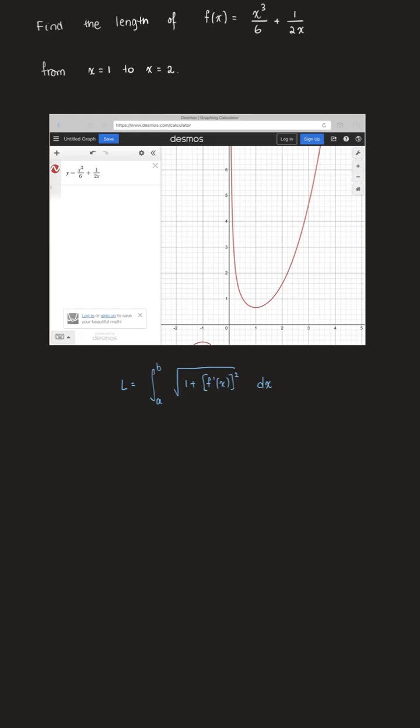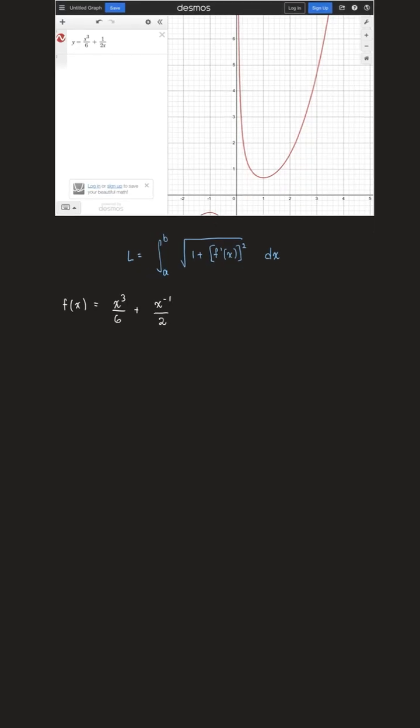I'm going to rewrite our function below so that we can take its derivative. So f of x is x cubed over 6, and I'm going to rewrite 1 over 2x as x to the negative 1 over 2, just bringing the x up so I can take the derivative more easily. When we take the derivative of this function, f prime of x, we can use the power rule here. We'll have a 3x squared, but 3 goes into 6 twice, so this will be x squared over 2 minus x to the negative 2, so we'll have a 1 over 2x squared.